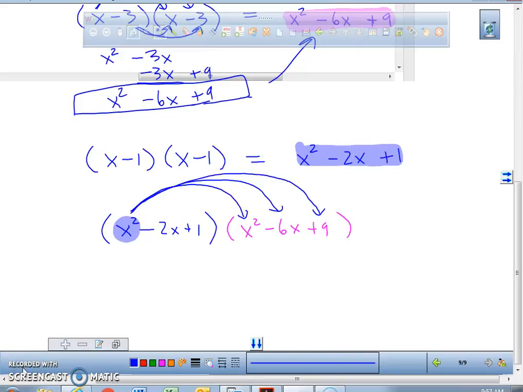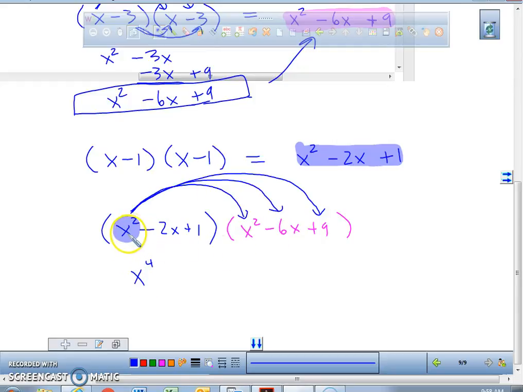What is our product in blue? Angela, what is x squared times x squared? Anybody want to save her? Myra, save her. Kind of. We'll just call it x to the 4. There we go. I like it.